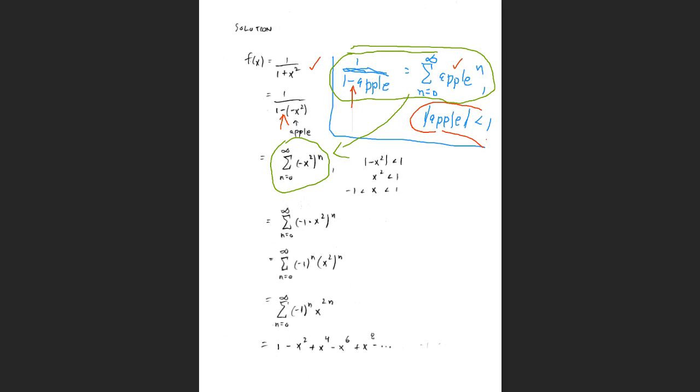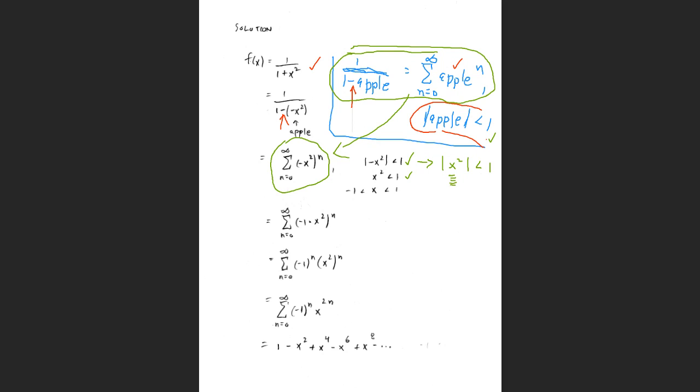Now remember, anytime you write a function as a power series, you have to worry about the interval of convergence. The absolute value of the apple is less than 1, so that means the absolute value of negative x squared is less than 1. But the absolute value of a negative is a positive. I guess here I could put in an extra step. Hold that question, Clea. The absolute value of negative x squared is less than 1 means the absolute value of x squared is less than 1. The negative goes away.